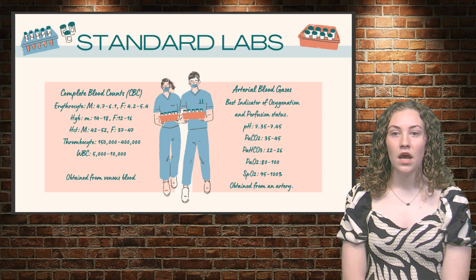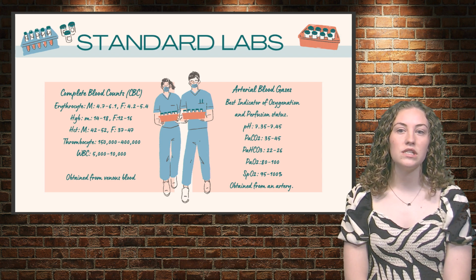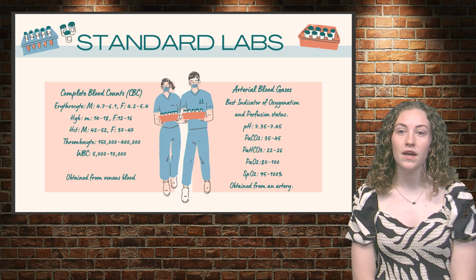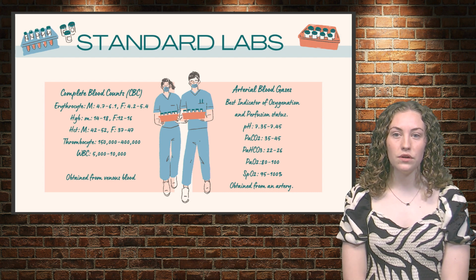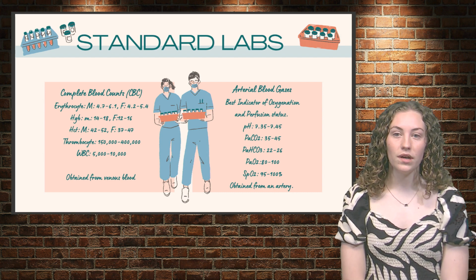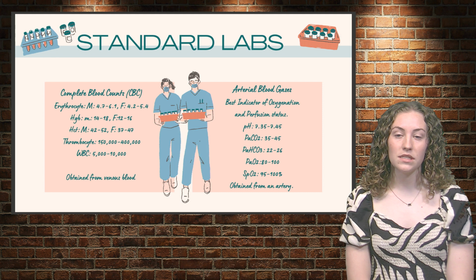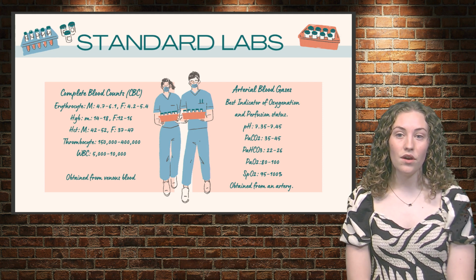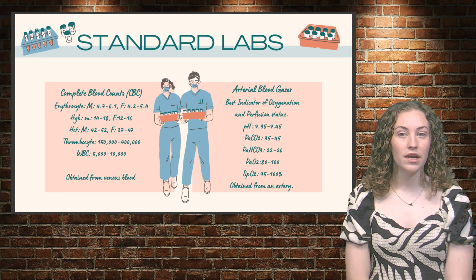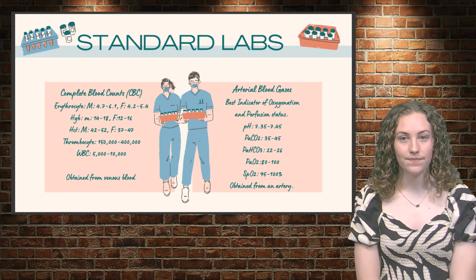For the pH, you're always going to want it to be in a range of 7.35 to 7.45. The PaCO2 is going to be 35 to 45. Bicarb is going to be 22 to 26. PaO2 is 80 to 100, and SpO2 is 95 to 100%.